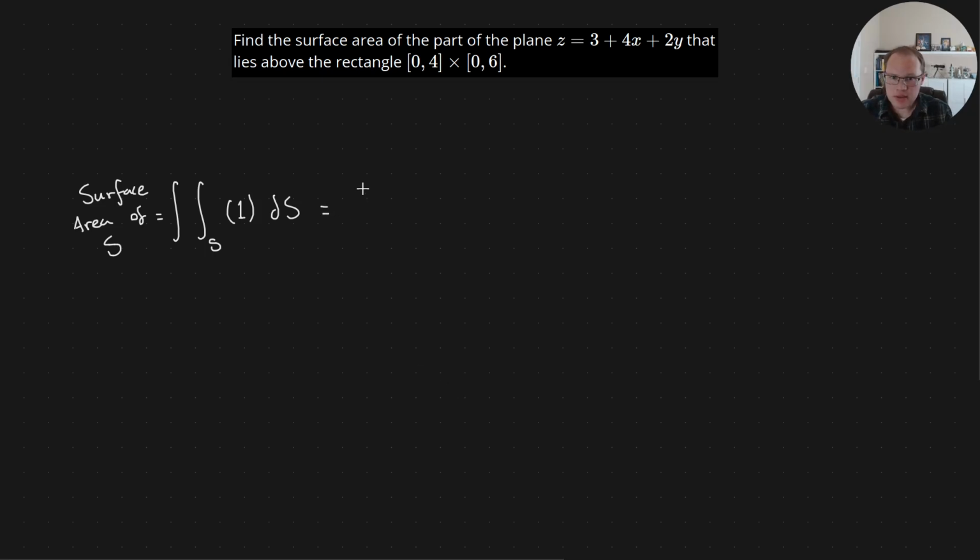Which means that once we find our parameterization, it's just going to be that 1 times the norm of the cross product of partial derivatives of our parameterization for our surface. Okay? So that's going to give us our surface area. All right, so how do we parameterize this function?